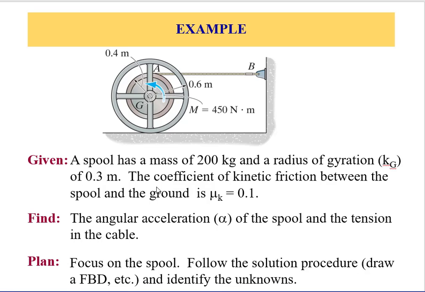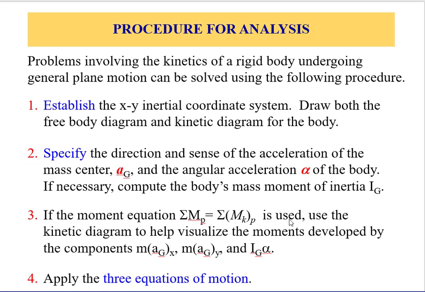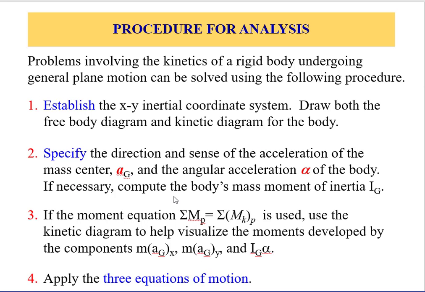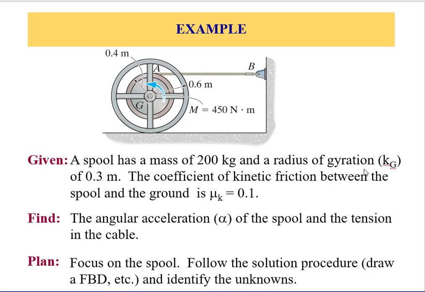Sorry, I must correct myself when I was discussing the radius of gyration for moment of inertia. IG is equal to m multiplied by k squared. So over here we have k_G is given, 0.3. The coefficient of kinetic friction between the spool and the ground is mu_k equal to 0.1. Find the angular acceleration alpha of the spool and the tension in the cable.